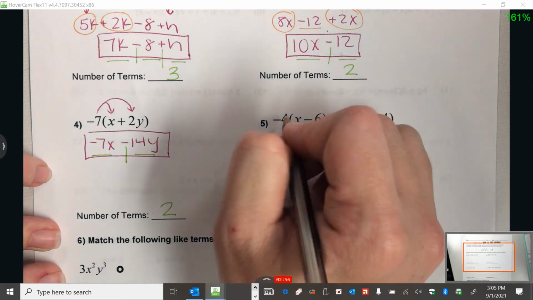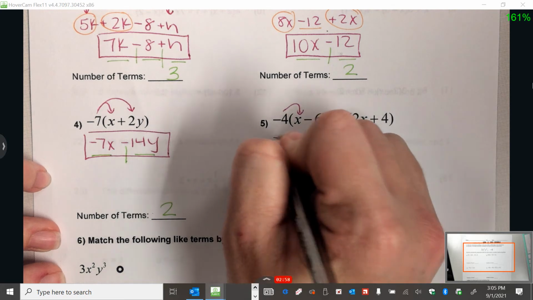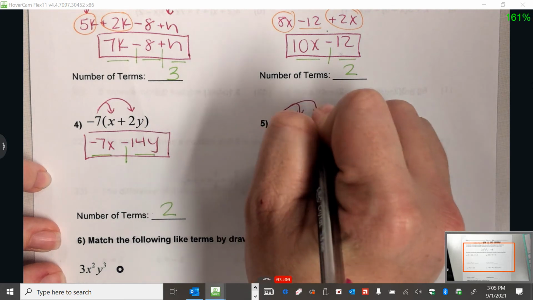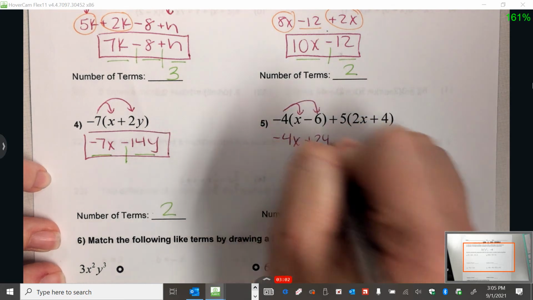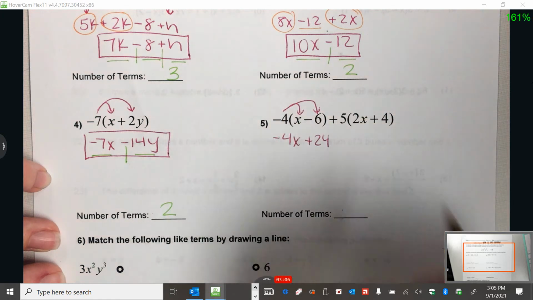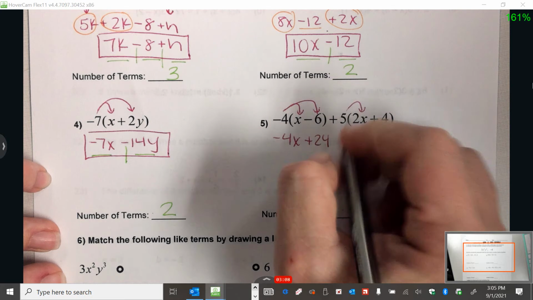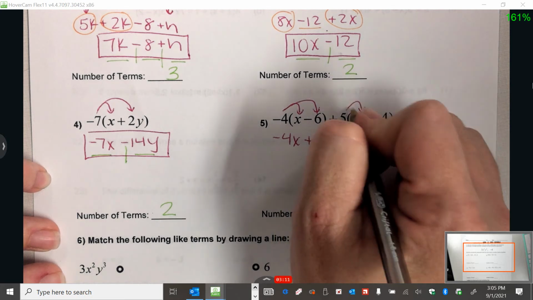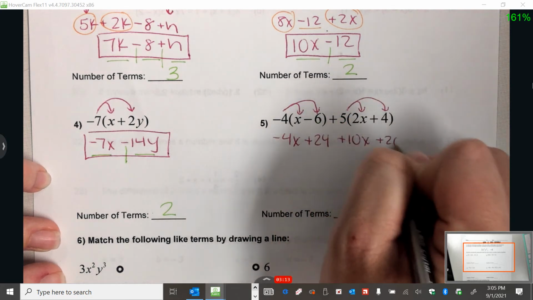Okay, again, got to distribute. Negative 4 times x is negative 4x. Negative 4 times negative 6 is positive 24. Now, that's it for the negative 4, because it was just what's in the parentheses after. So then I have this 5. 5 times 2x is 10x. 5 times 4 is 20.